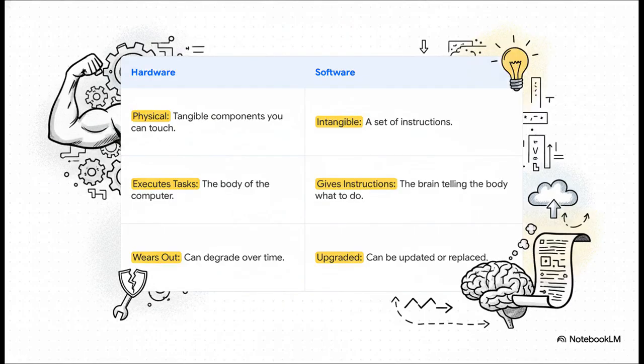Which brings us to this key distinction: hardware versus software. The absolute best way to frame this is to think of hardware as the physical body. You can touch it, it takes up space, and eventually it wears out. Software is the mind. It's the collection of thoughts and instructions that tells the body what to do. It's intangible, and you can update or change it in an instant.